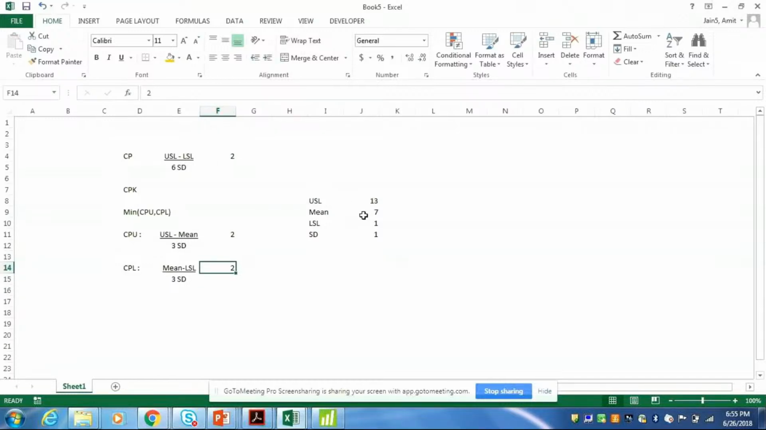Now what you're saying is the mean is not in the center, it has moved. So let me say it has moved and become 10. It is moving towards USL. Okay. This is what you were saying, right?